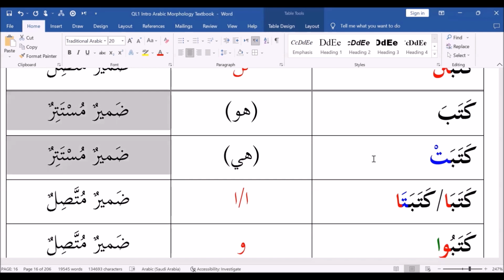This is the only time you will see damir mustatir in al-fi'l al-madi. Because the Arabs use the word kataba and katabat so frequently, they decided not to bother mentioning or connecting any pronoun. It's just implied. It must be for huwa, because this form of the verb is used a lot, and also the dictionary is based on this form of the verb. It's organized according to the root, and the root letters are kaf, ta, ba.